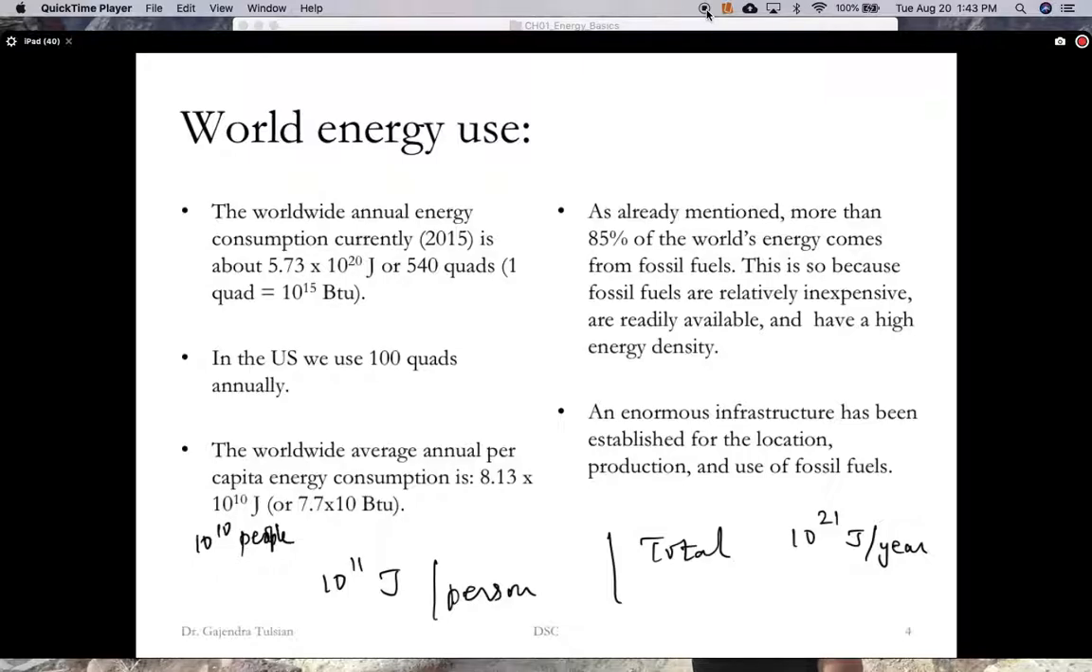Okay. So we've already said this. 80% of our energy comes from fossil fuels. Now here's why we use fossil fuels. They're relatively inexpensive, and the main reason is they have a high energy density. So what that means is per pound they have a lot of energy. So it doesn't cost us too much to transport it from one place to another. And anyway, our infrastructure is built to use fossil fuels. An enormous infrastructure has been established for the location, production, and use of fossil fuels.